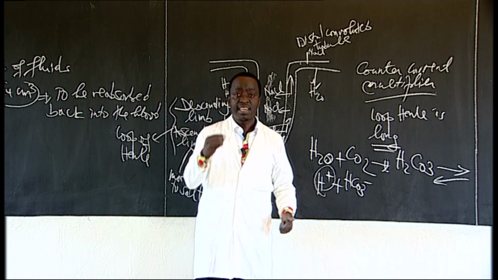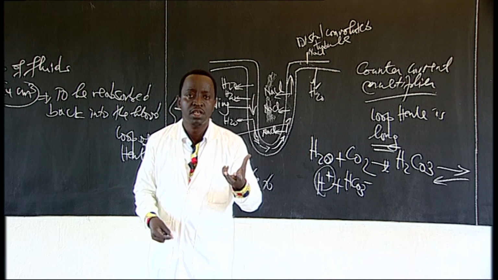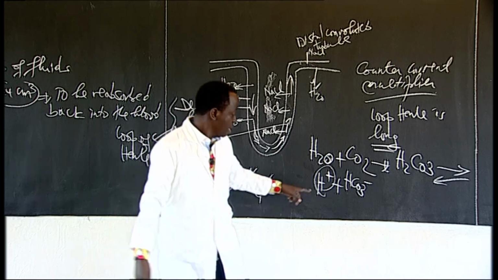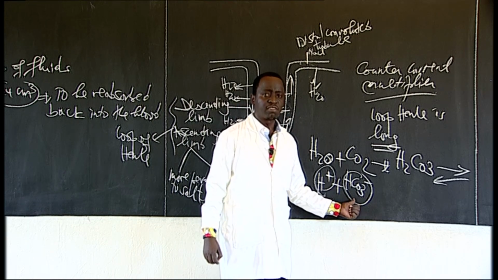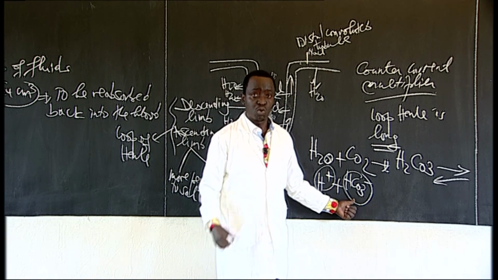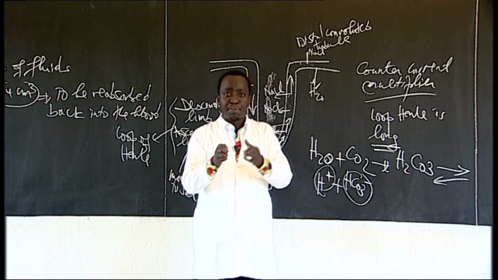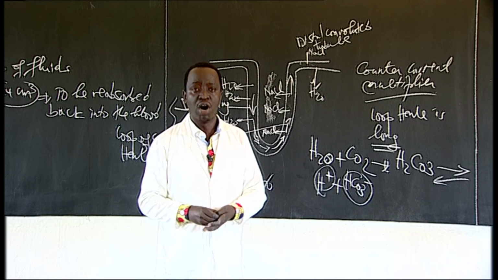Now, those ions are secreted. They are going to be removed from the body through the urine. And then the remaining hydrogen carbonate ions go back to the blood plasma. Are you getting this? And this helps to maintain the pH of our body.